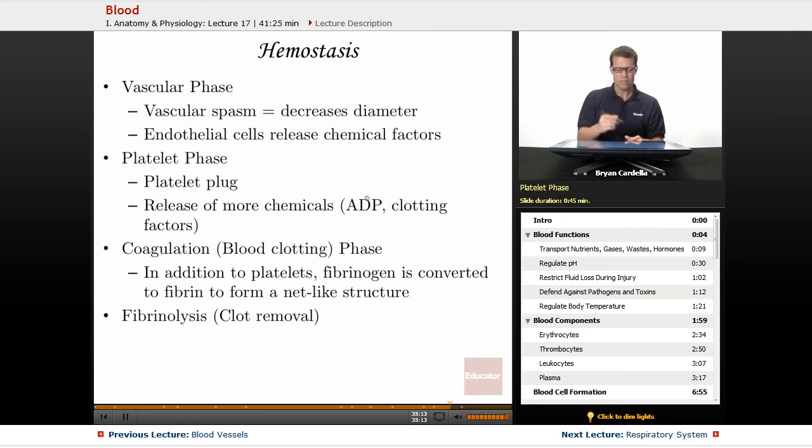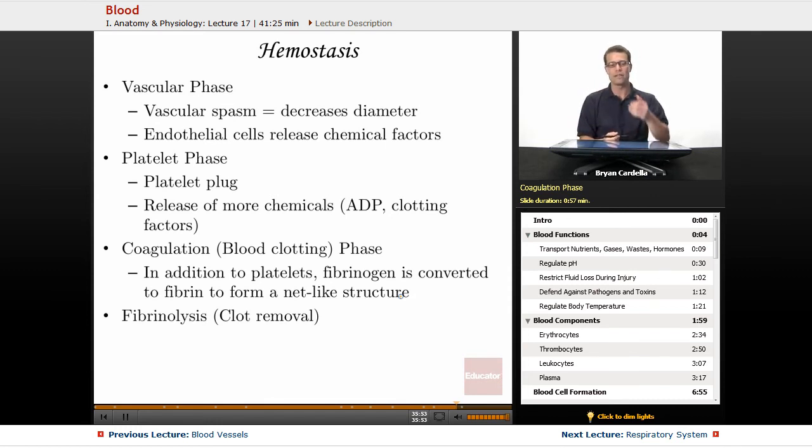Next is the coagulation or blood clotting phase. So the platelets have started to patch up this vessel cut. But you also want to do a better job of patching up that area so that you don't have bits of blood leaking out through it. So in addition to platelets, fibrinogen, one of those globular proteins, is converted to fibrin, and it forms a net-like structure that kind of catches red blood cells, almost like fish being caught in a net. And as they're caught in this net, it forms a clot, a plug that helps stop blood from exiting.